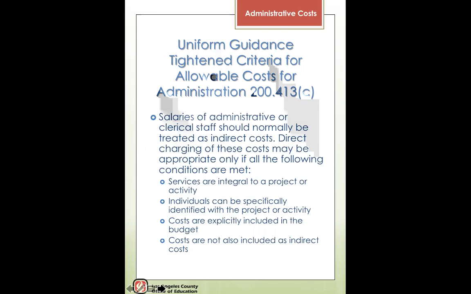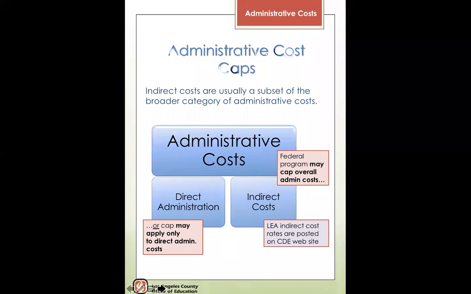All right, and this is, I think, what we're talking about. So an administrative cost cap can be overall, like Title I has a 15% administrative cost cap. That includes both direct administration and indirect costs. But Title III has a cap on direct administration, no cap other than your cost rate on indirect costs. So you'll see that in the reporting, and it can be a little confusing.